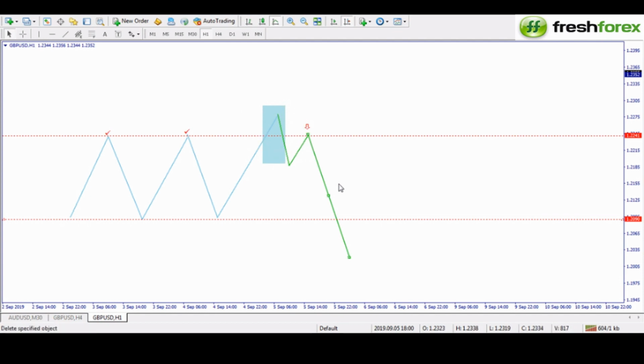There's another one which marks continuation of an up move. This happens when the price goes up, breaks below, then breaks again above, a Z formation. What it means is we are still continuing to the upper side. So first thing, wait for retracement, then click buy on the upper side.